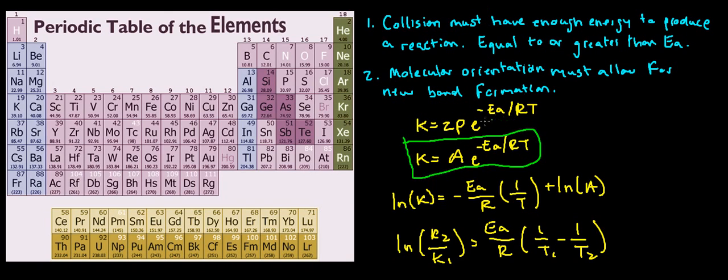Often it'll be written like this, where they take the natural log of both sides. The natural log of k is equal to minus activation energy over R times 1 over T, plus the natural log of A. And from this, often people will rearrange it even more in order to make it simple to get activation energies.